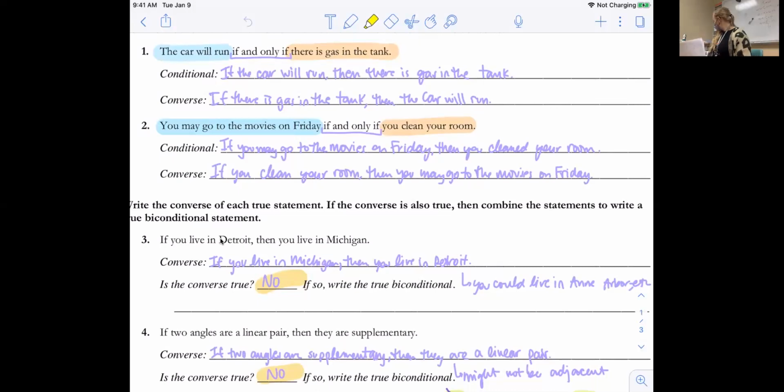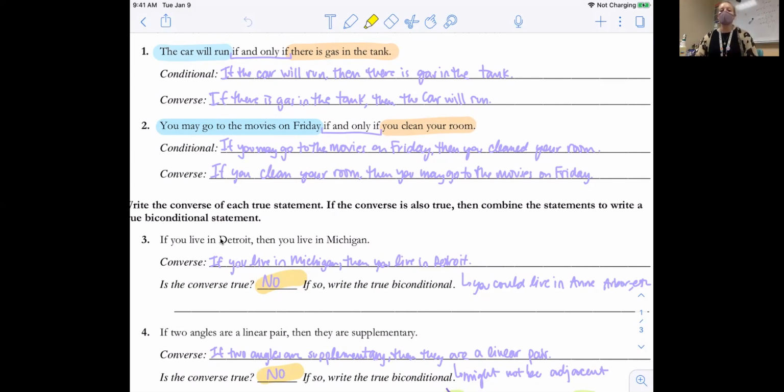All right, let's start looking at this homework. Let's look at one, two. Now, if you switch up the order and you said that the conditional was if there's gas in the tank, then the car will run, that's not wrong, but I want us to get in the habit of starting with how the sentence started. If the sentence started, the car will run, that's what I want your if to be. That's how I want you to start the conditional, okay? It's not an end all be all, it's just helpful to me when I grade your stuff, so try and keep it in that same order.